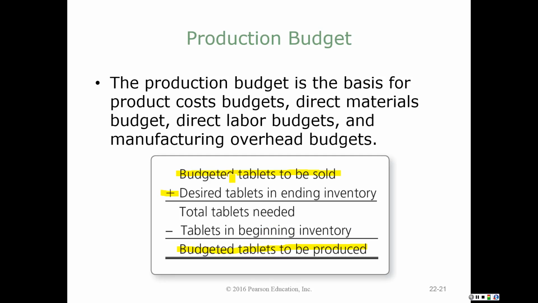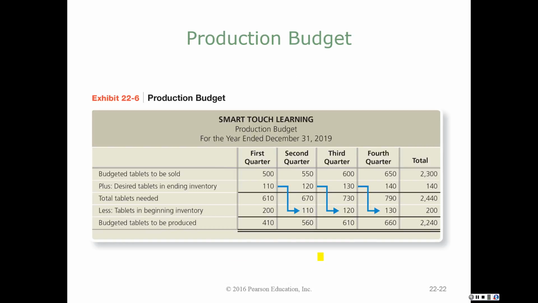So if I know what I need to sell plus what I want to leave in ending inventory, these are the total tablets that I need this period, but subtract from that any tablets that you already had in beginning inventory, and this is what I need to produce. And once I know what I need to produce, now I can begin to determine the cost of materials, labor, and overhead for these particular units. All right, get this formula in your mind. It's going to move with us throughout the rest of the semester. So let's see that production budget taking place.